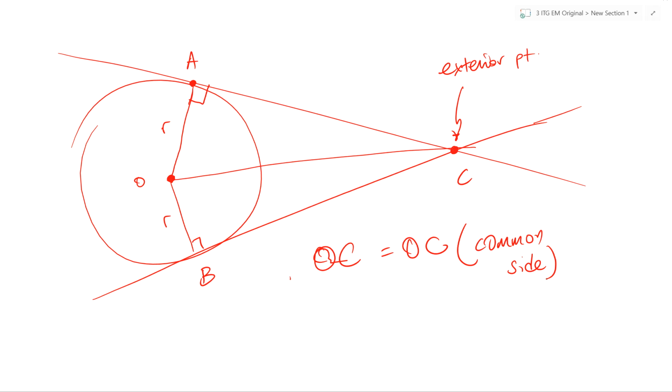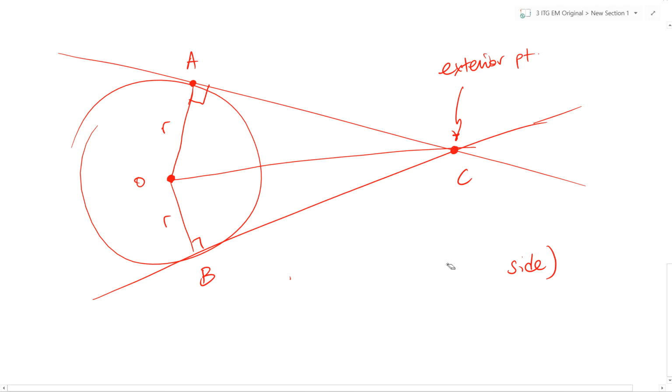I've got a hypotenuse. What about the side? Where's the side? AO, BO, same. Because radius. Therefore, these two triangles are congruent. Now that we have proven that these two triangles are congruent, what can you now tell me about AC and BC?